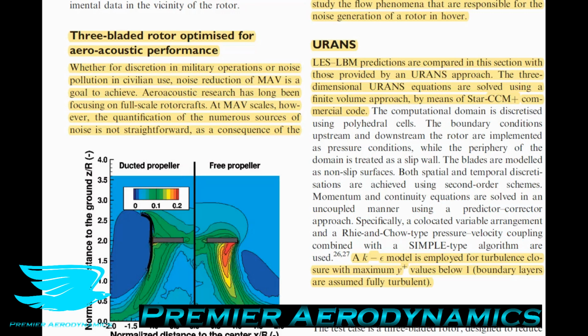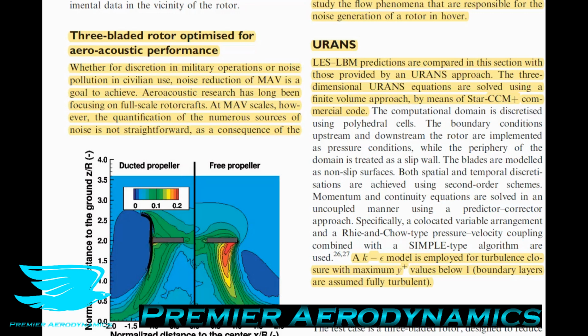This is the most complex so far. It's a three-bladed rotor optimized for aeroacoustic performance. Because it is so complex, they can't use DNS at the moment. They have to use an LES approach, and that's because the Reynolds number is slightly higher and the geometry itself is more complex.